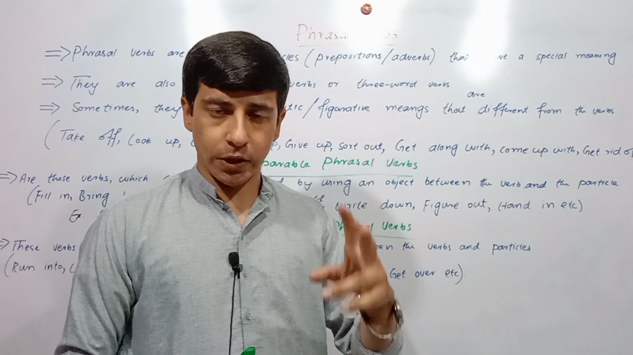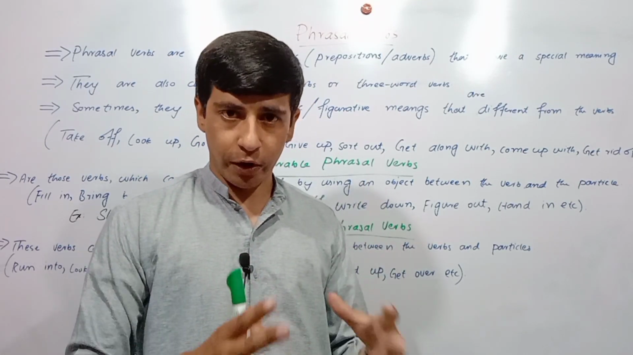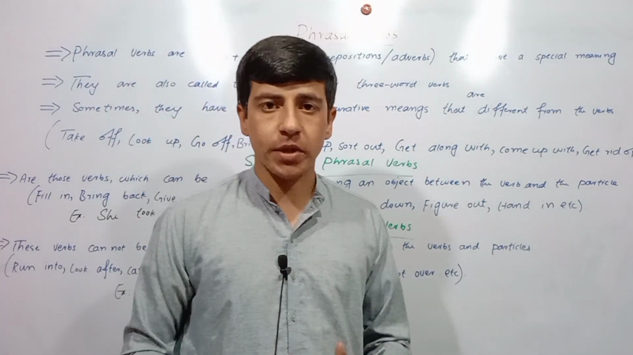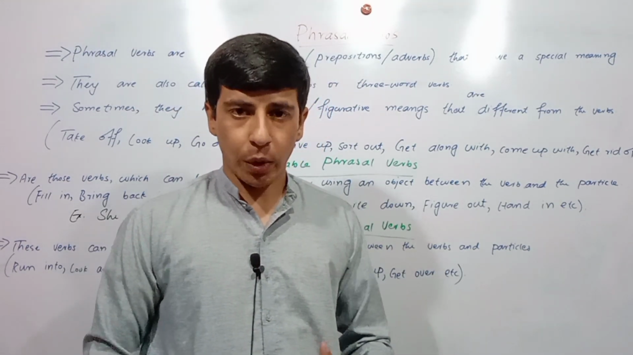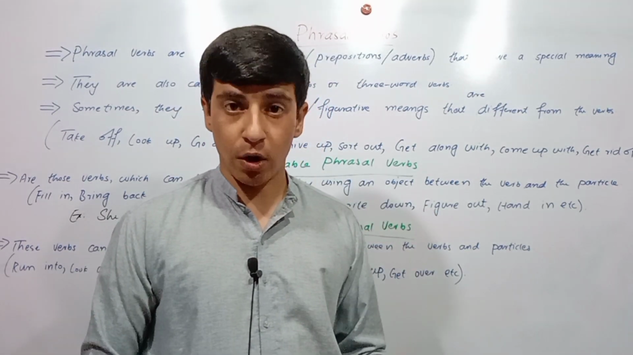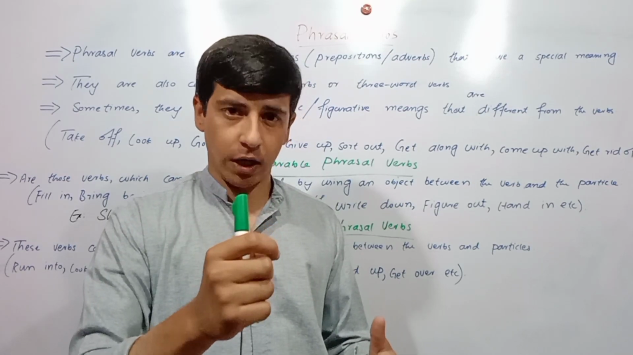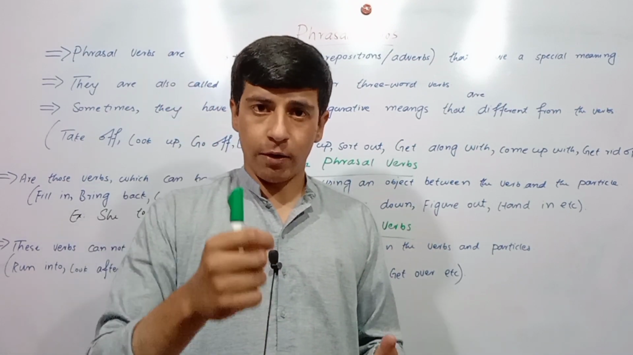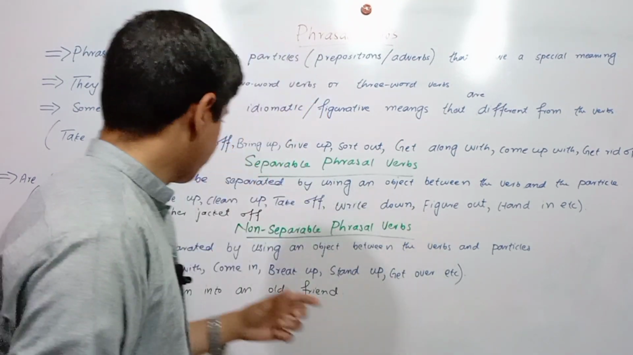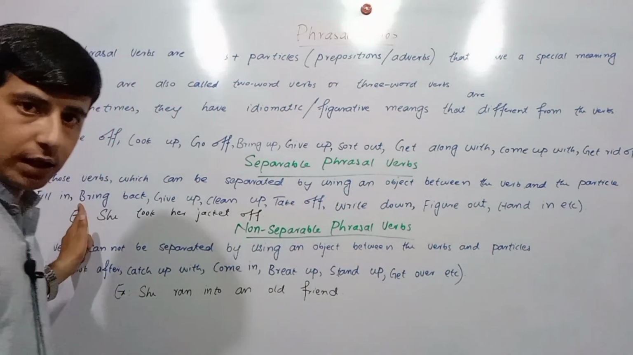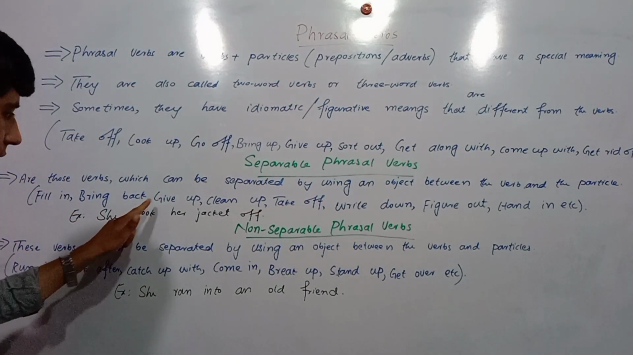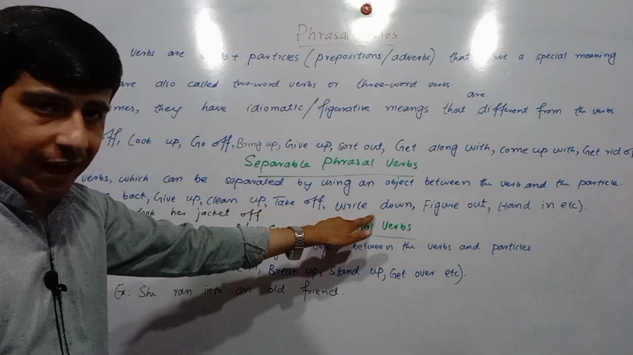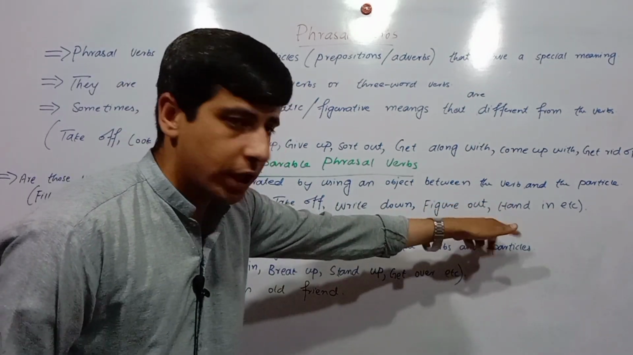So we have got two types of phrasal verbs. The first one is called separable phrasal verbs. Separable phrasal verbs are those phrasal verbs which can be separated by using an object between the verb and its particle. For example, the separable phrasal verbs are fill in, bring back, give up, clean up, take off, write down, figure out, hand in, etc.